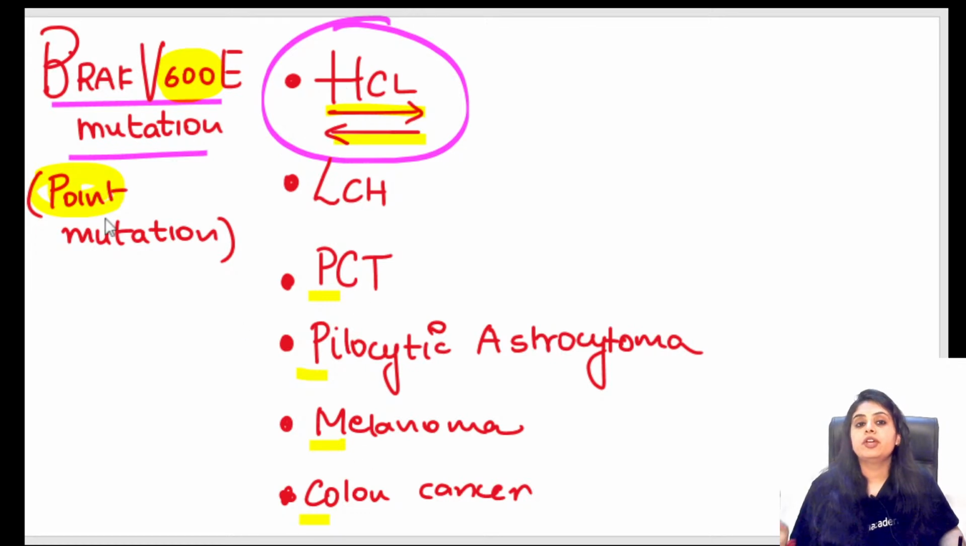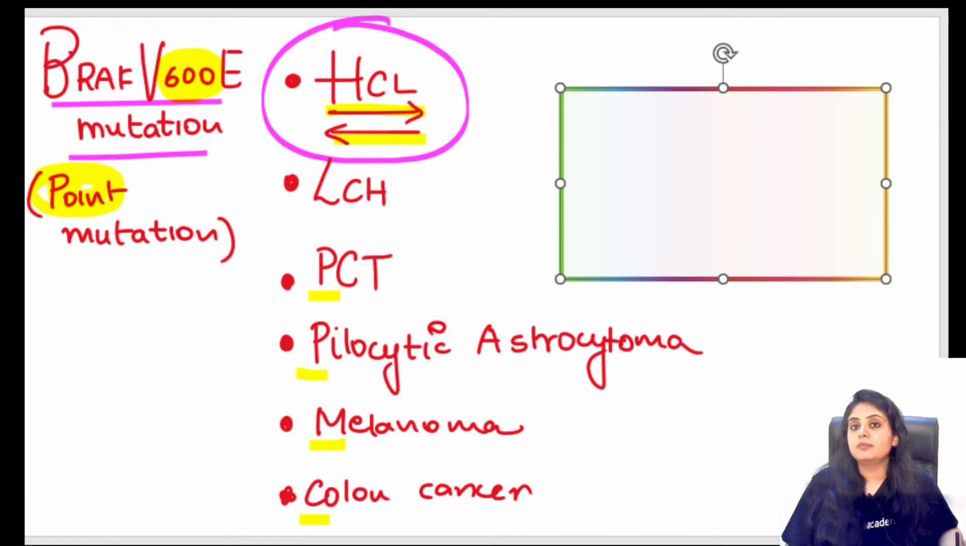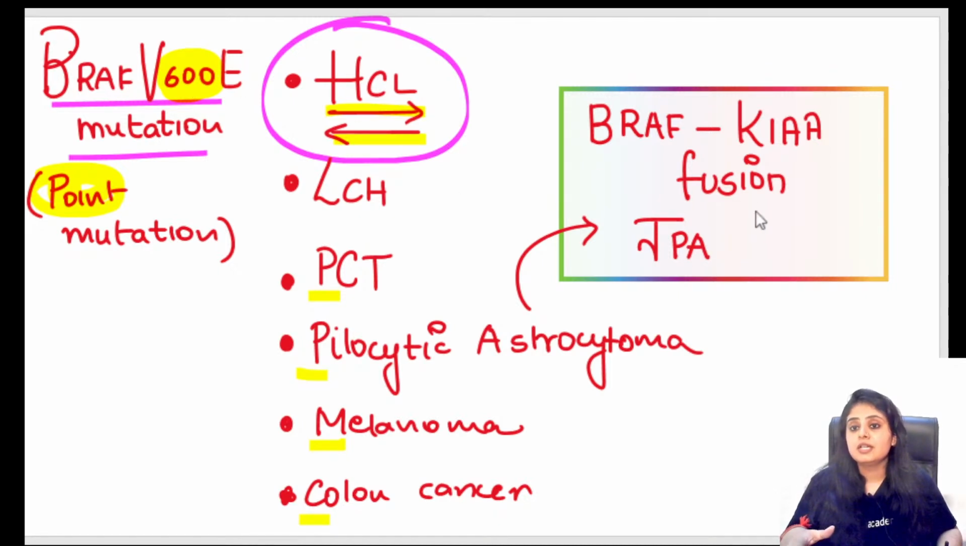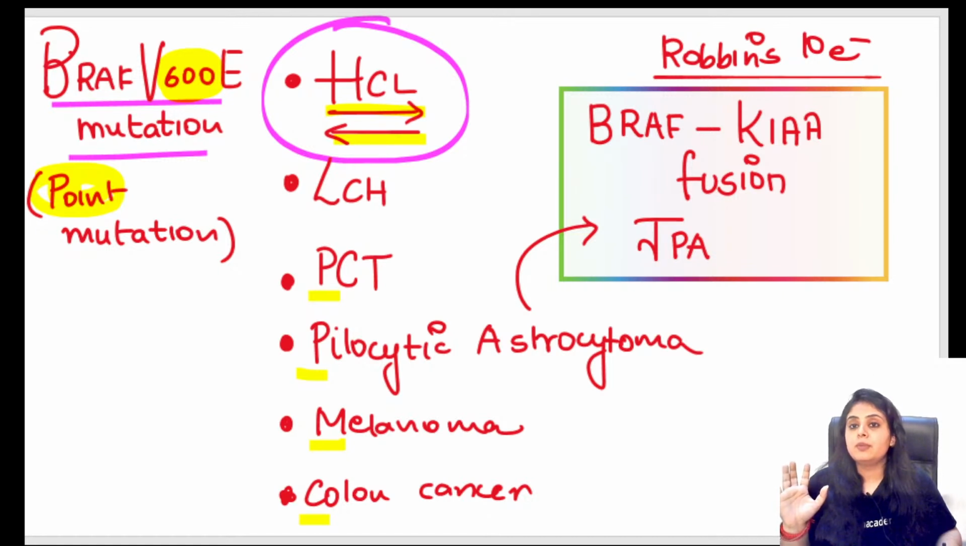All of them show you a point mutation, but now that is where your Robbins 10th edition update comes. Is there any disease in which the BRAF gene, instead of showing you this 600 mutation, will fuse with the KIAA gene? BRAF gene and KIAA gene are going to show you fusion. Please remember pilocytic astrocytoma. Juvenile pilocytic astrocytoma, more than this 600 mutation, more commonly shows you the BRAF-KIAA fusion, and that is the Robbins 10th edition update. So I hope all of you are able to mark that also.